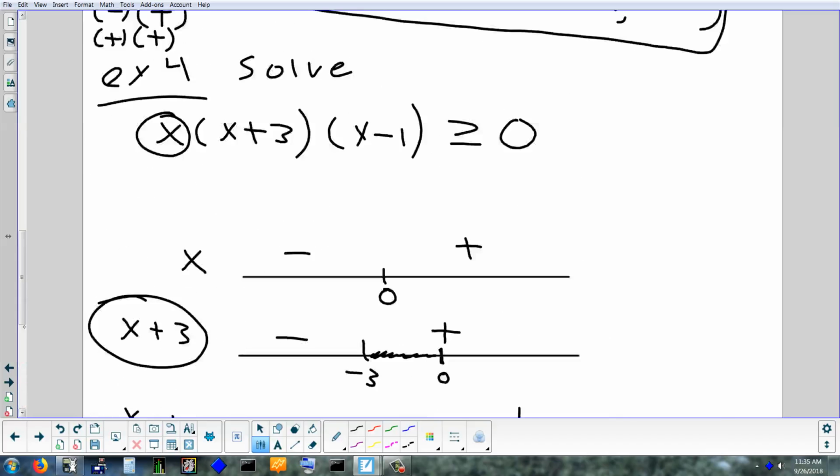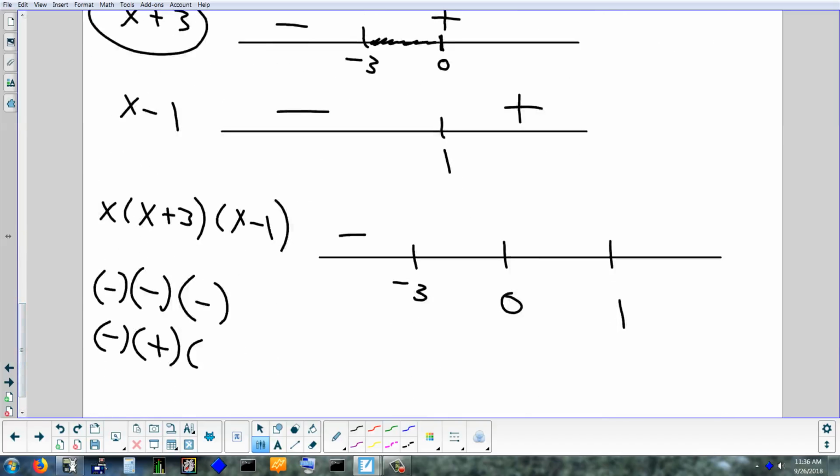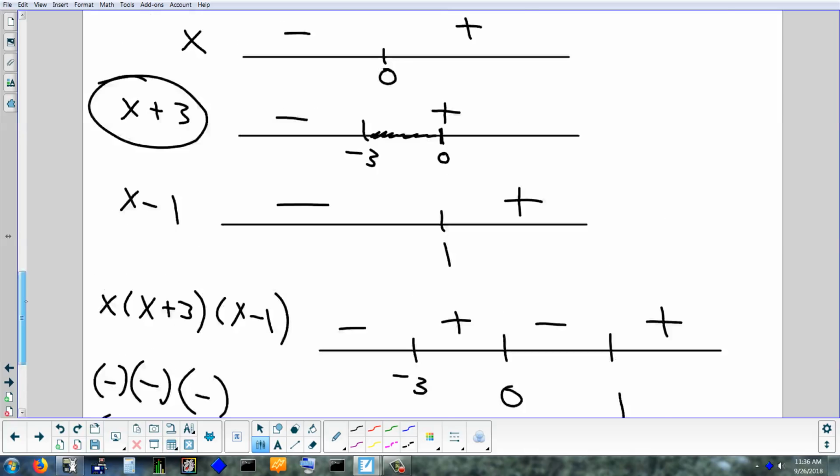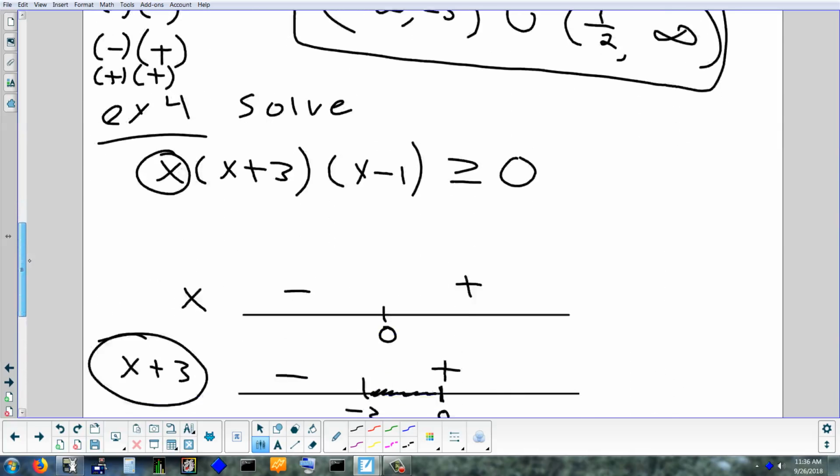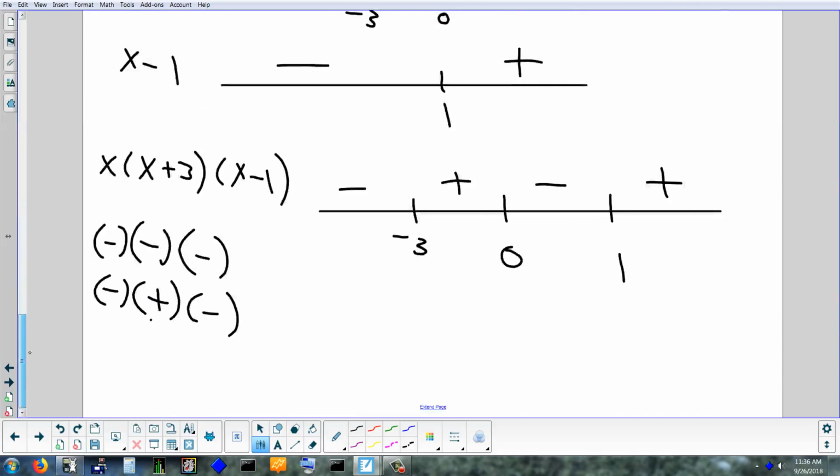-3 to 0. So now, if you were to multiply a negative times a positive times a negative, it would be positive. Great. So now I know this is what's going to happen. Does anyone need me to go through the third or fourth section? I just make this little chart off to the side and just keep track. That's what happens. So now, the question said, where are we greater than or equal to 0?